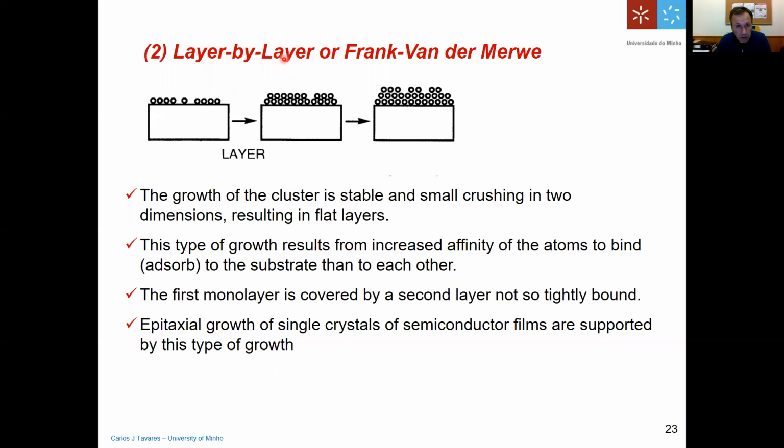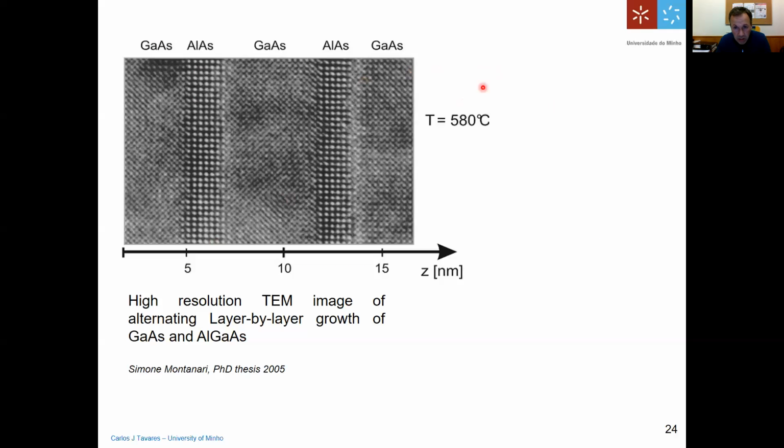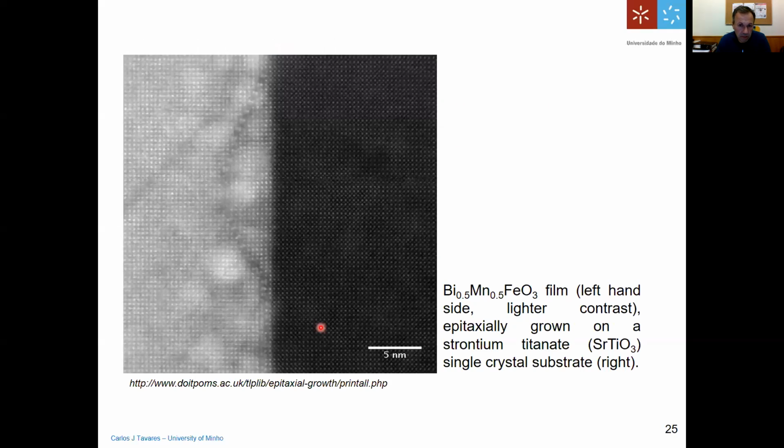the layer by layer type of growth, because these atoms have to run around the surface and cover the whole monolayer. So they cannot start growing the second monolayer without covering first the first one. And this increase in temperature is really important to achieve this. Here you can see a material which is really nice for ferroelectric applications.